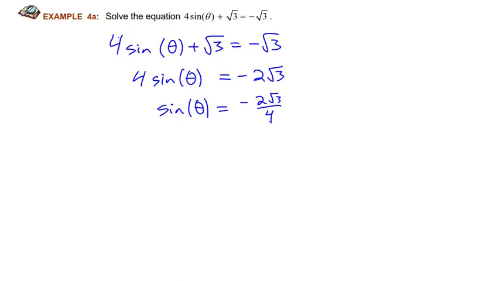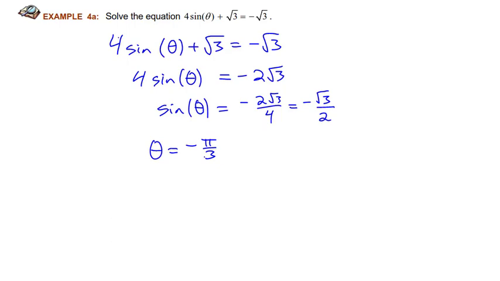Now this fraction is reducible, so we can cancel a factor of 2 in the top and in the bottom of the fraction. Now negative square root of 3 over 2 is a familiar sine value, so we can use our experience with the trig functions to figure out what theta needs to be. We know that if theta is negative pi over 3, then sine of theta will in fact be negative square root of 3 over 2. So negative pi over 3 is a solution to this equation.